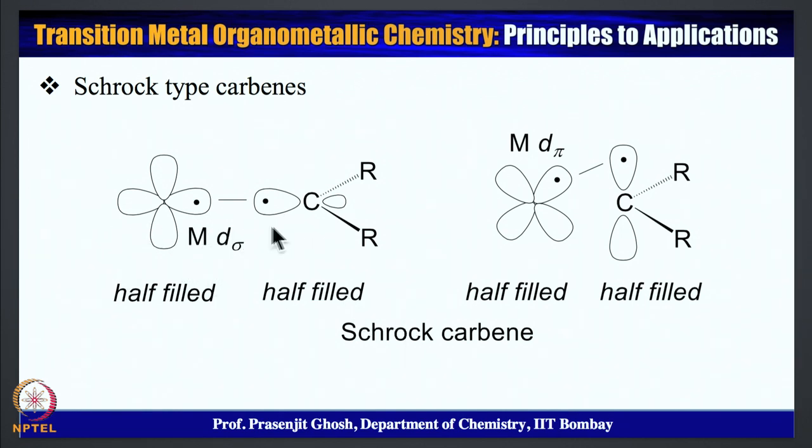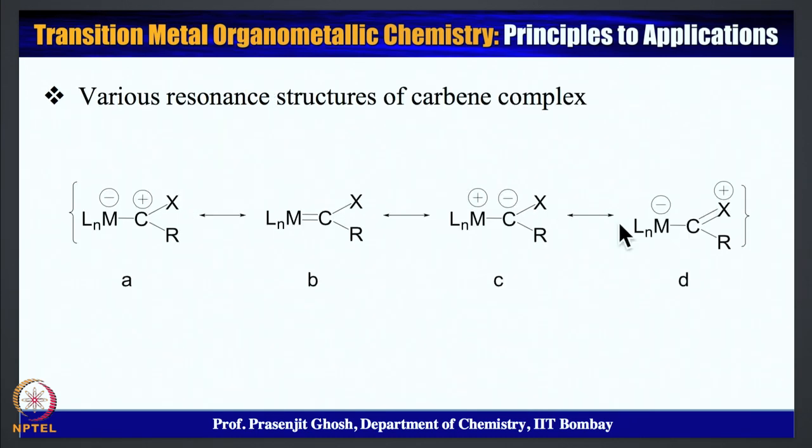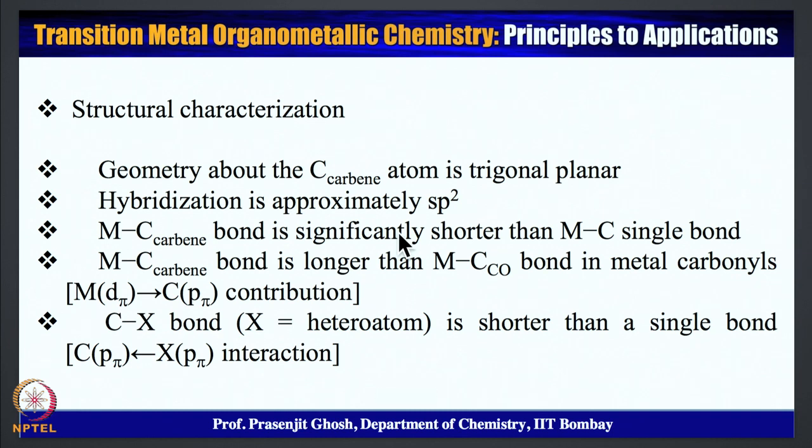carbene, which is a covalent bond: a sigma bond between the metal and the carbene orbital, as well as a metal d-pi and the carbene pz orbital. So, with that we have looked into various canonical structures feasible and the characterization of the carbene moiety.